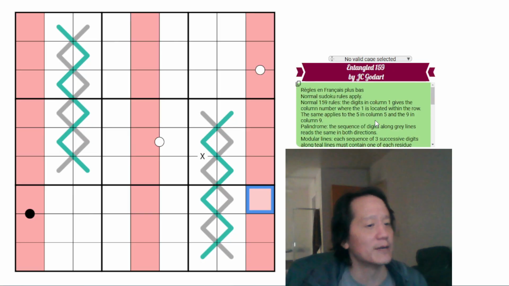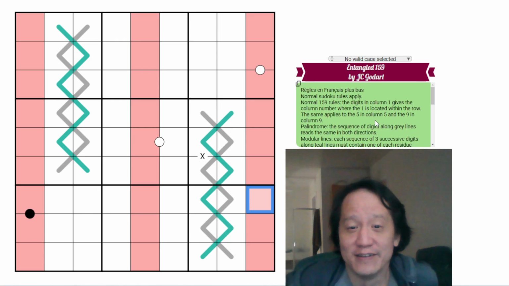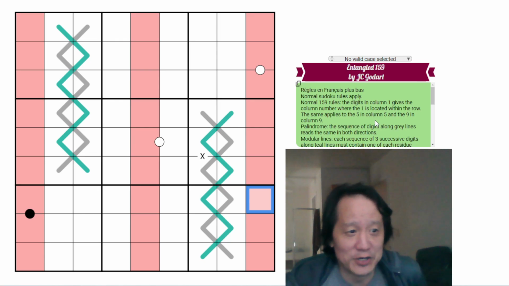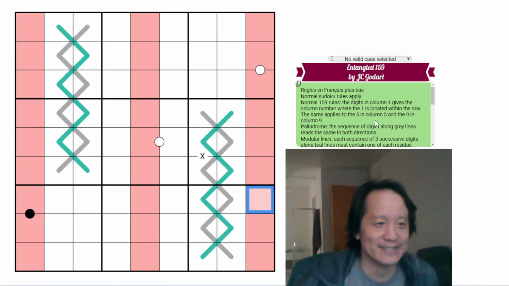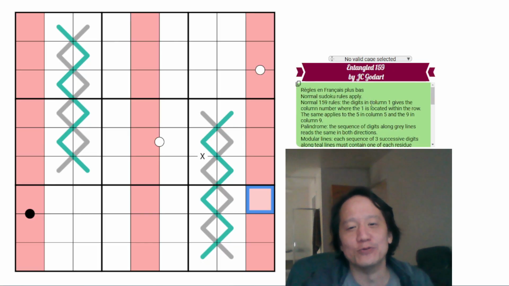And I had a previous puzzle where it took me a long time to figure out that puzzle. But so hopefully this doesn't take as long as that one. Anyways, let's continue on with the rules.